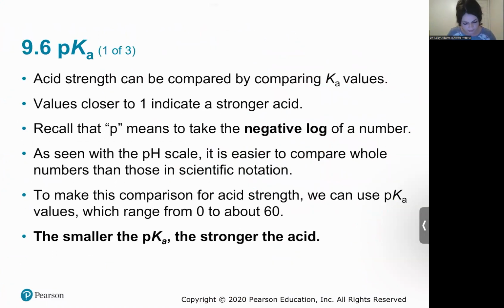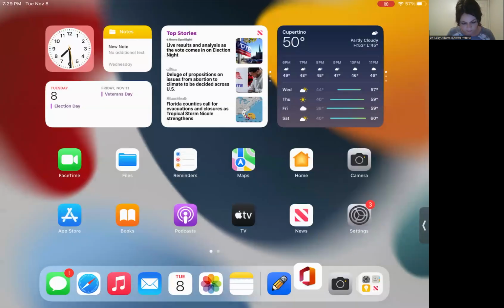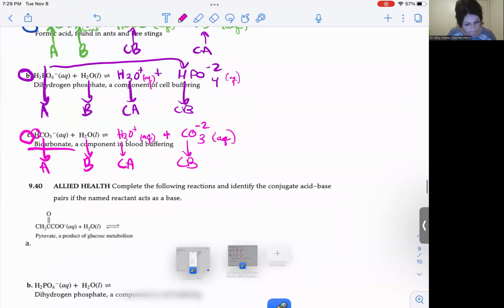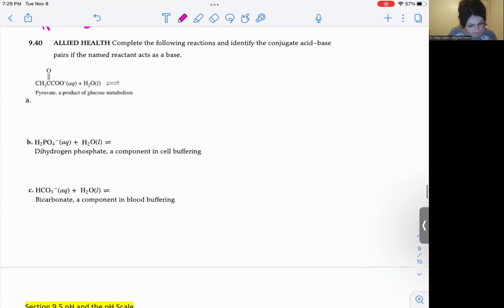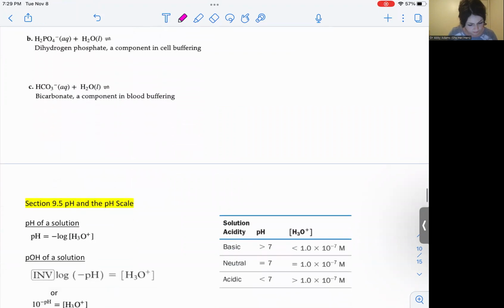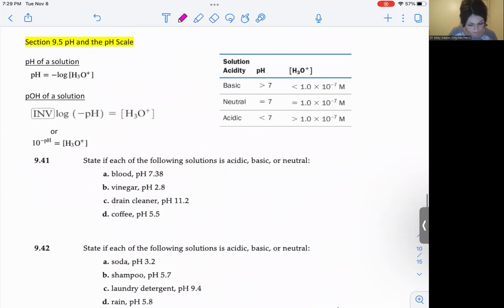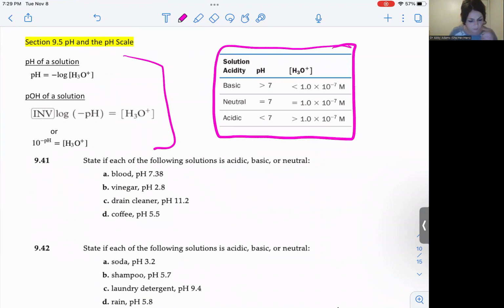So that's 9.6. So let's go ahead and work a couple of problems. All right. So let's see. 9.5. Okay, so you're going to be given this, but you're not going to be given this. This you have to know. All right. Let's work 9.41.